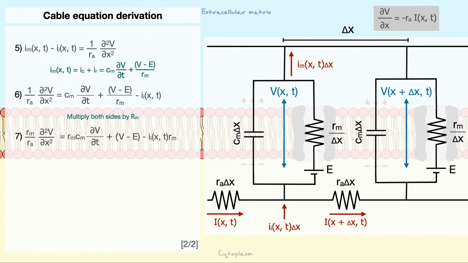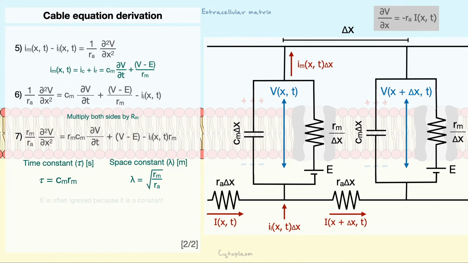To simplify it a bit, we can make two constants. First, the time constant, which we have already discussed at length in the previous section, and the second constant is the space constant, denoted by lambda. The space constant is defined as the root of the membrane resistance divided by the axial resistance. This constant has units of length.